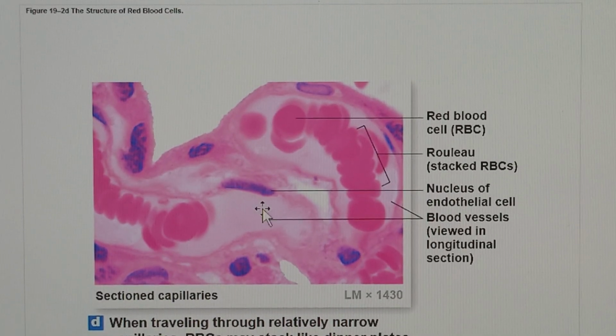What we're seeing here is a picture of these capillaries. Within these capillaries, we can see individual red blood cells being stacked. We call that, again, stacked red blood cells, rouleau.